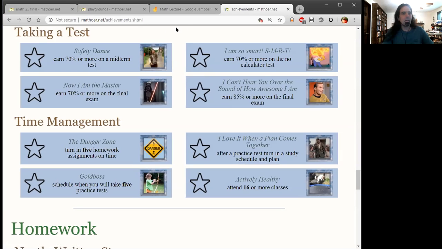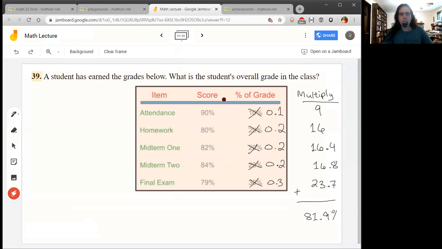All good. Okay. Any questions on weighted averages? Multiply across, add them up. It's not hard, it's just a new process. You can multiply, you can add.